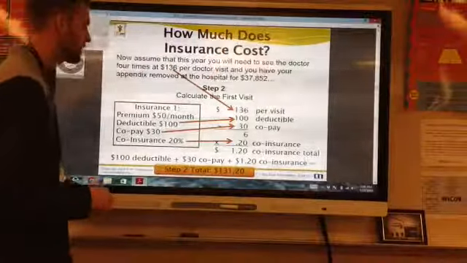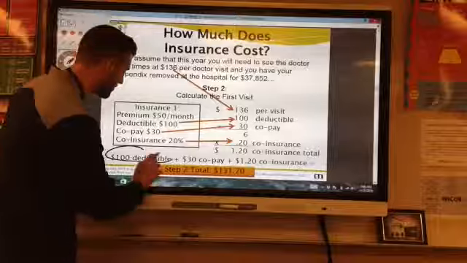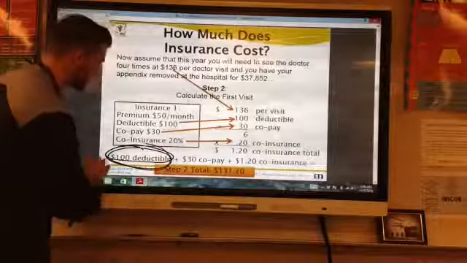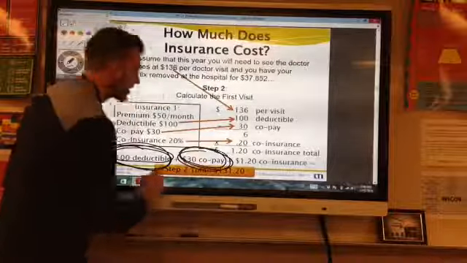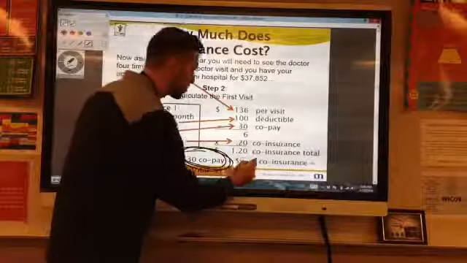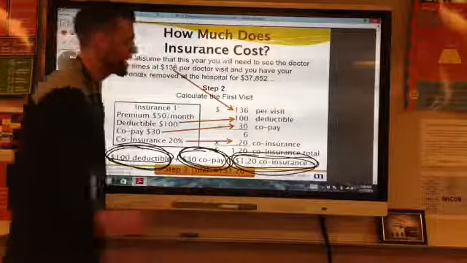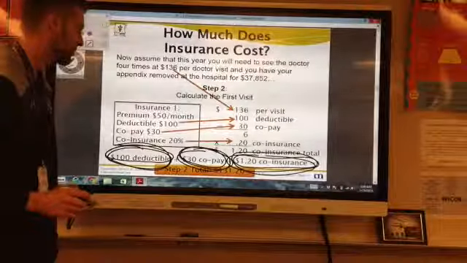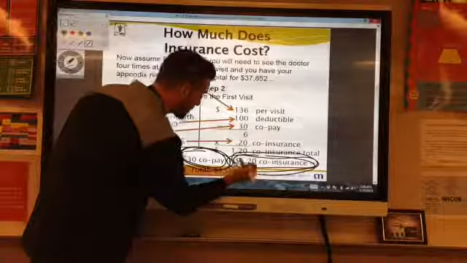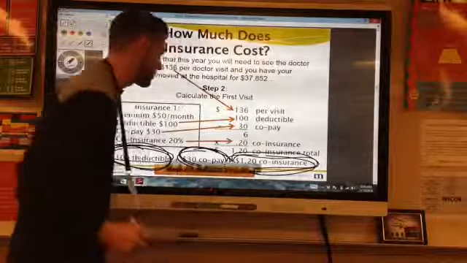So now when you add those together, you take the deductible because you've already had to pay that. Okay, you've already had to pay your copay of $30, and now you have to pay the 20% because you have insurance, and the insurance company will pay the 80%. Okay, so then we only get a total of $131. You can see that down here. It's only $131.